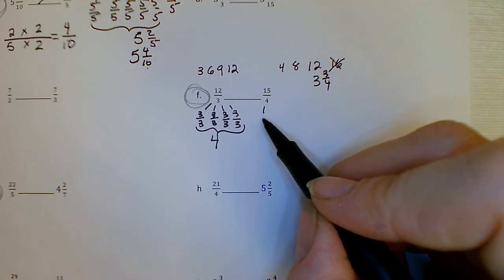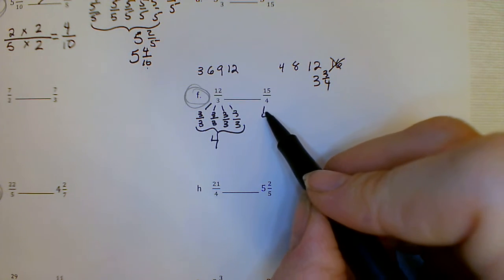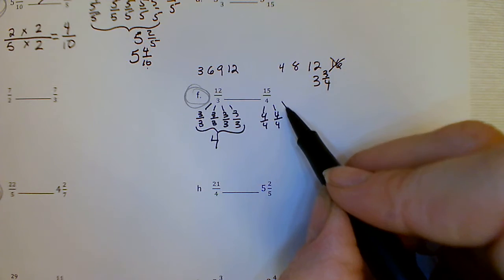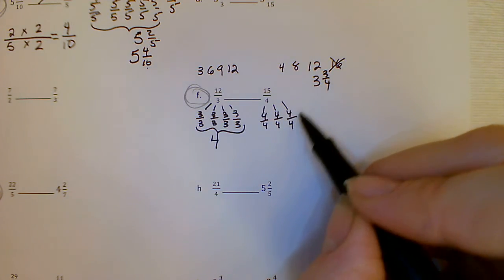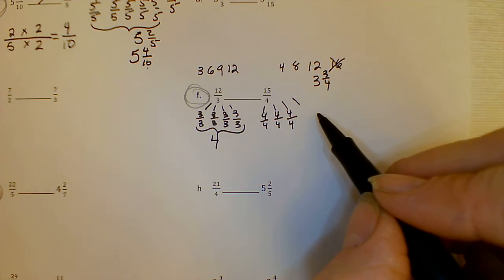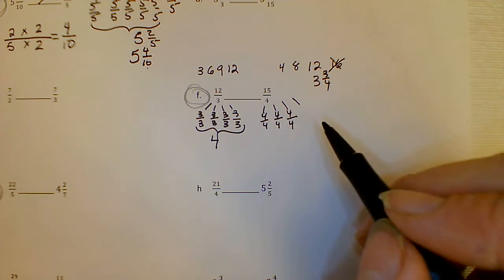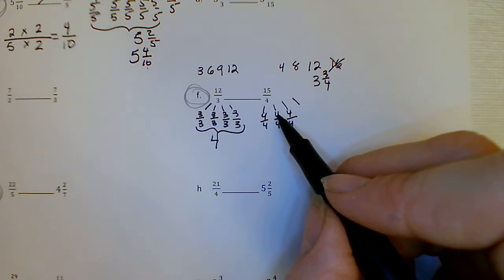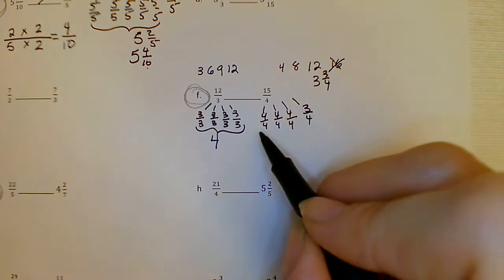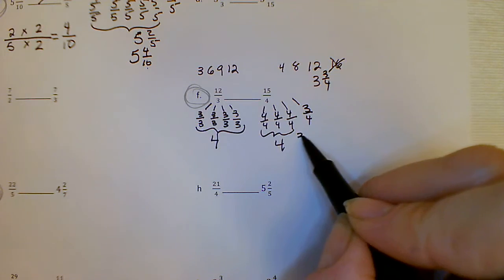So I'm pulling out 4 fourths because 4 fourths is a whole. So here I have 4 fourths, another 4 fourths is 8 fourths, another 4 fourths is 12 fourths. If I tried to do another 4 fourths, I'd be at 16 fourths. That's too many. I only have 15. So 4, 8, 12. From 12 to 15 is another 3 fourths. So I have 4 and 3 fourths.